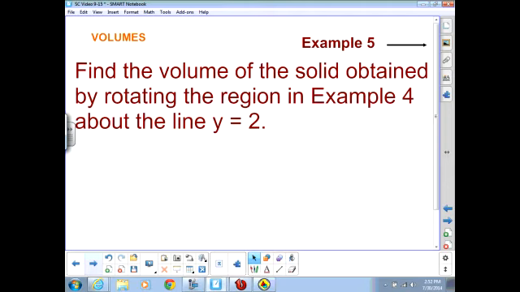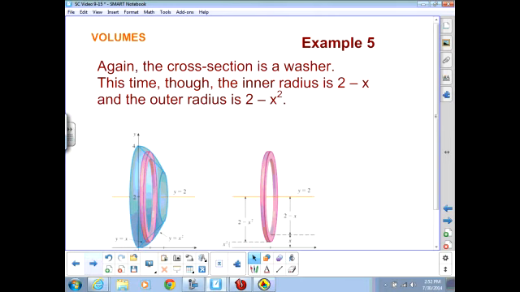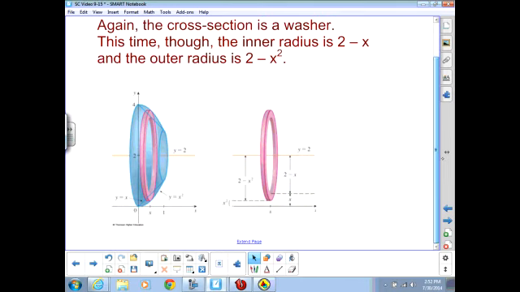We're going to take the same region that we just worked with, and we're now going to rotate it around the line y equals 2. Our picture will look something like this. We have our original region here. We're rotating around y equals 2. And what it kind of ends up looking like is one of the cones that they use in gym class.